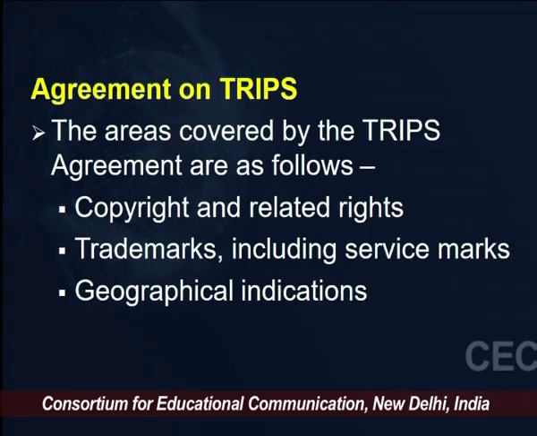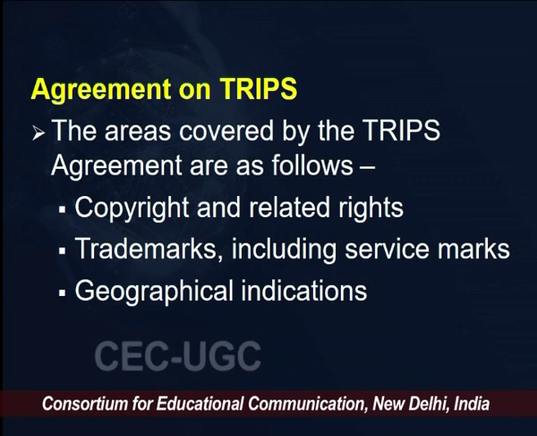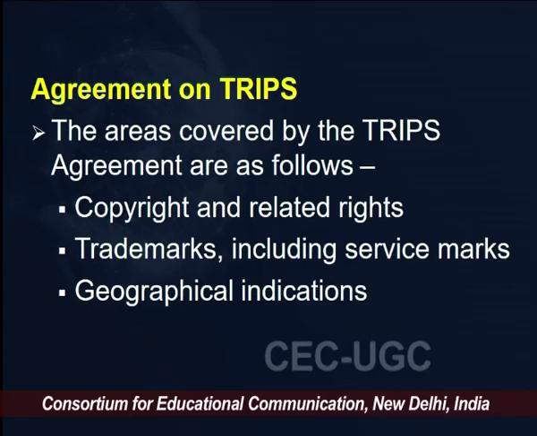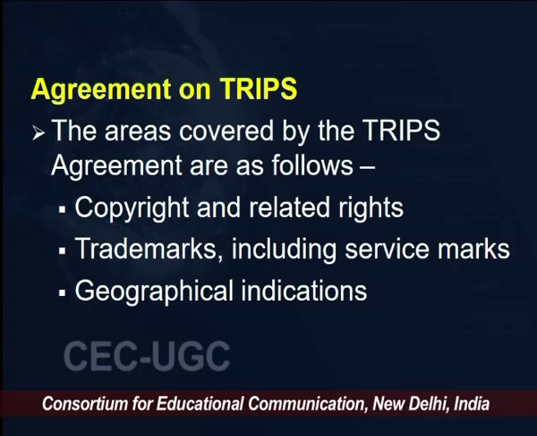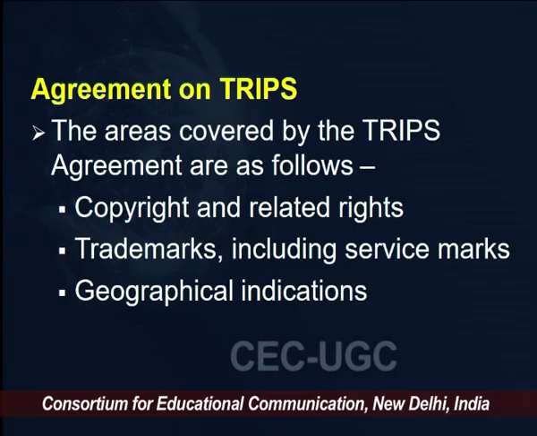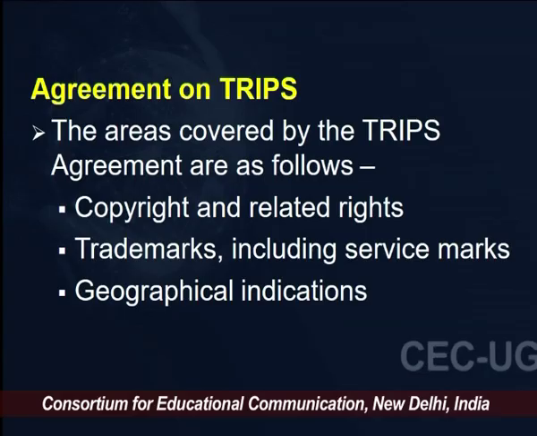The areas covered under the TRIPS agreement are as follows: copyright and related rights, trademarks including service marks, and geographical indications, which is also known as GI tagging. If a product is originally manufactured in one place, then it is GI tagged. Like in India, several products are GI tagged, for example the Banarsi sari. The Banarsi sari can be produced only in Banaras. So, it is a GI tagged product.